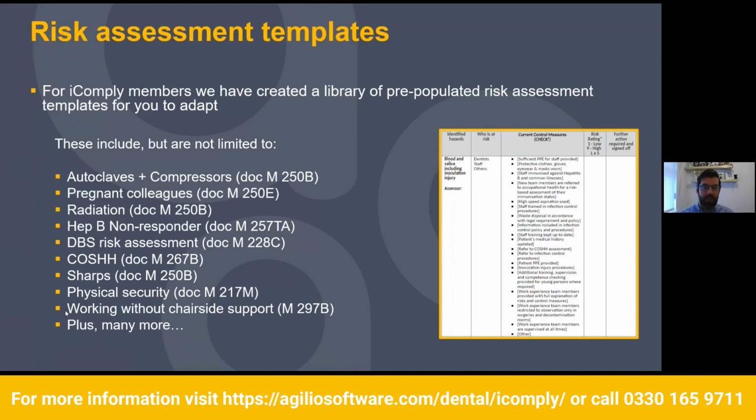Our assessments cover autoclaves, compressors known as pressure vessels. We've got individual assessments for pregnant colleagues, radiation, Hep B, DBS, lots and lots of things. But essentially, all those hazards that I touched on earlier in this webinar, the different types, whether it's physical, ergonomic, psychological, you need to be considering all of those through your templates. You can cover the majority of those off as a general health and safety risk assessment, or you can do individual ones. The choice is yours, and different providers will give you different options of how you manage them.